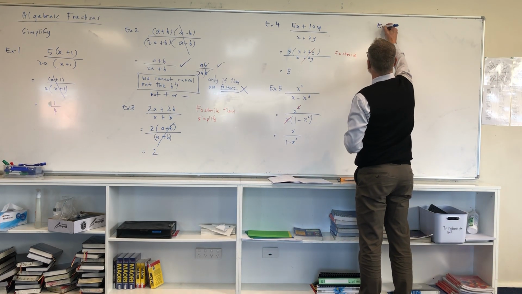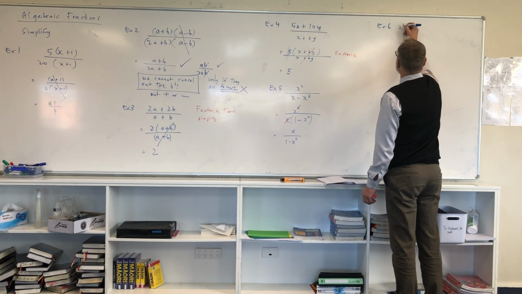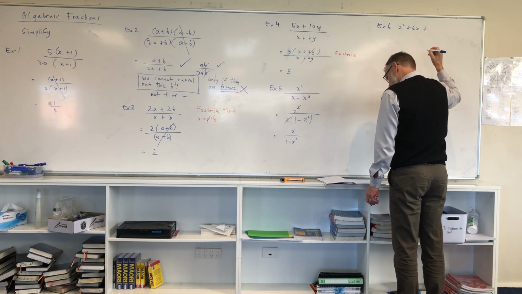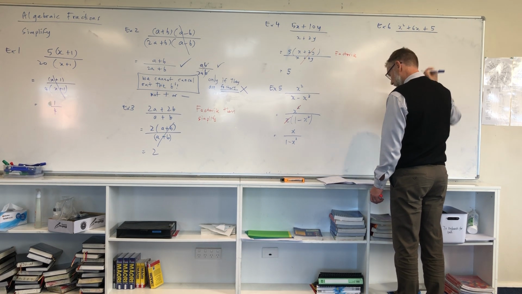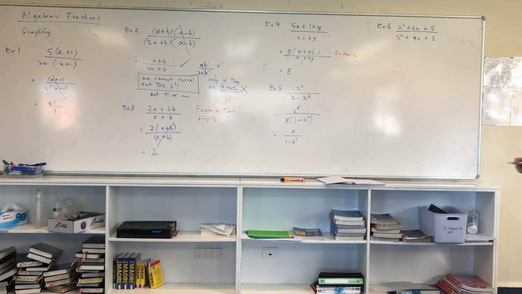A couple more examples, all right? Example 6. x squared plus 6x plus 5 over x squared plus 4x plus 3. A bit trickier. Can I factorise either the numerator or the denominator? Okay, so who thinks yes, I can factorise either of those? Who thinks I can factorise both? Well done. You've been taught well.